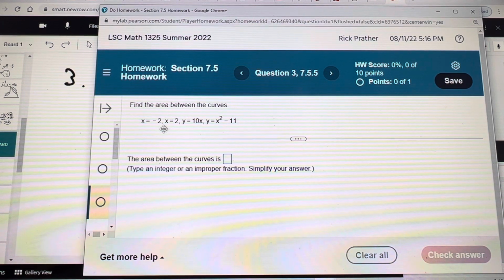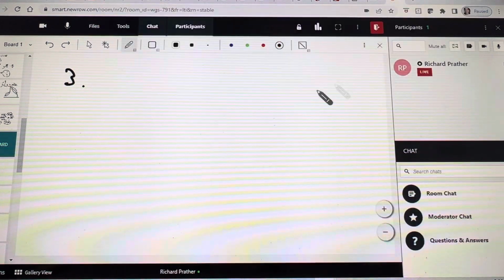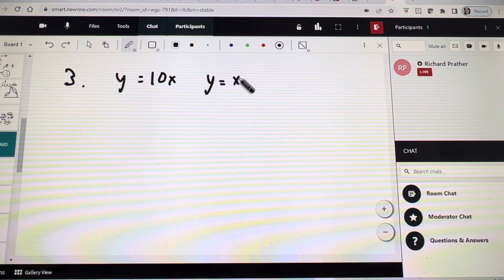But if I go between -2 and 2, and it does say find the area, then we got to worry about above and below areas that could be negative. So then I've got a linear piece and a quadratic piece. Y equals 10x, y equals x squared minus 11. And we're going between -2 and 2.